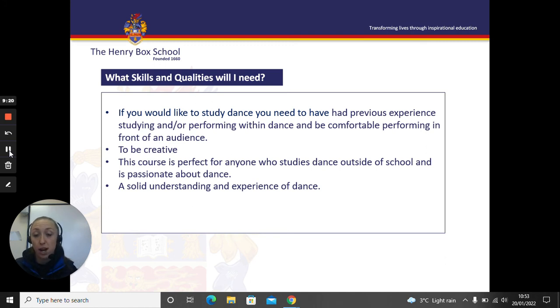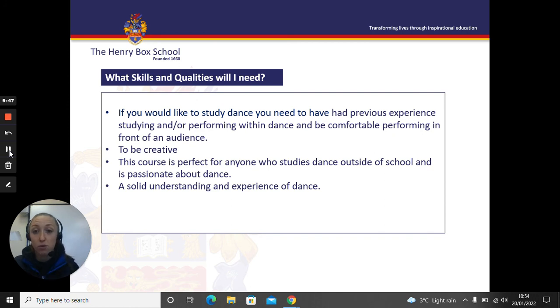So some previous experience of dance allows you to feel confident and gives you that foundation knowledge to be able to study the course and move quickly through the content. We also ask that you are creative. Obviously you're going to be creating your own dances for other people to perform, so you need to have that intuition to come up with something that's going to be aesthetically pleasing for other people to watch.